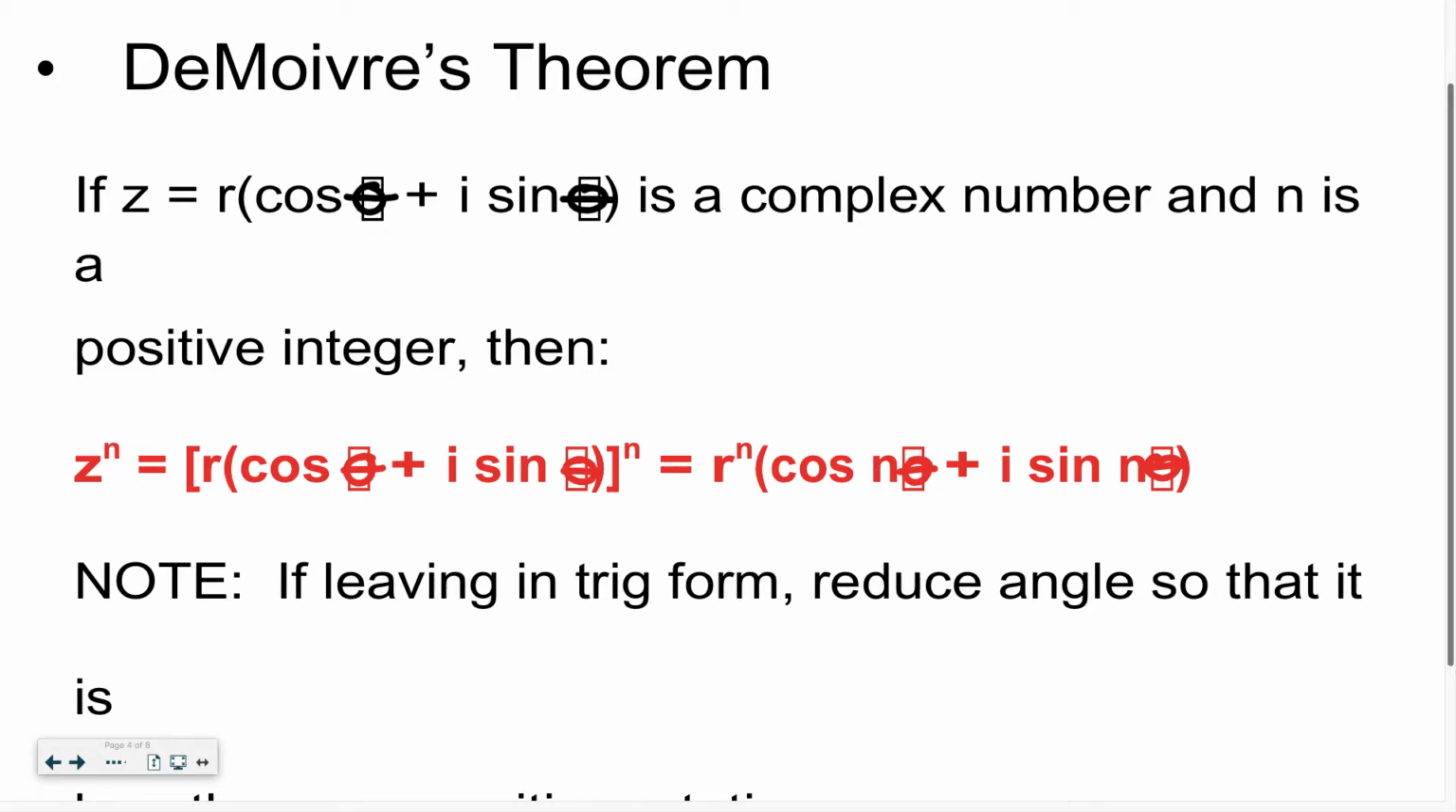Am I saying that right? De Moivre. Right? Never say the last one. It's de Moivre. Okay? So this is de Moivre's theorem. When they say use de Moivre's theorem, this is what you use. Okay? Just write it down.